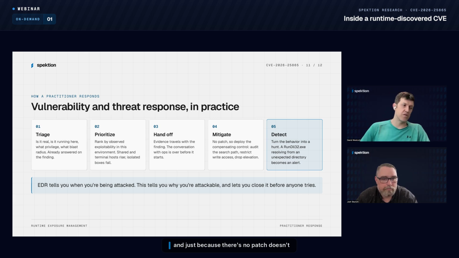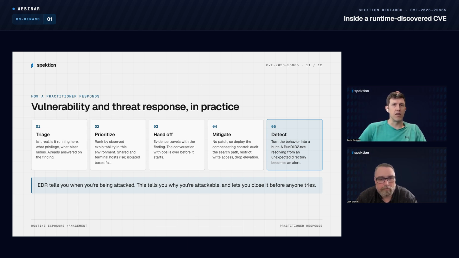Yeah, and just because there's no patch doesn't mean you can't do anything. It's super defeatist, right? There is the potential for a mitigation path, but you can't mitigate what you don't know about. Obviously our customers knew about this well before publish, but the whole point is you can't mitigate something that you don't know is there.